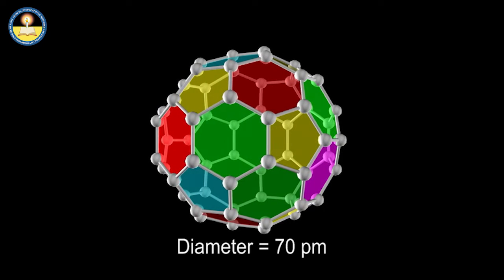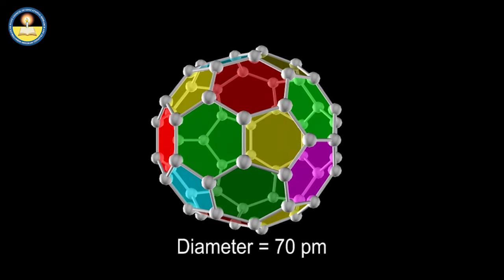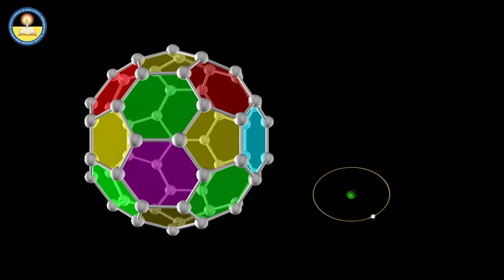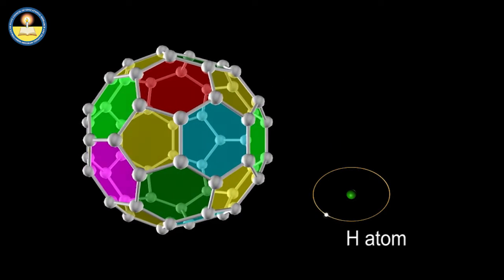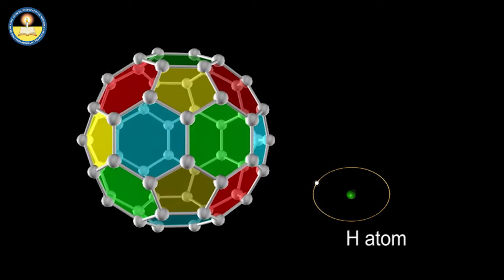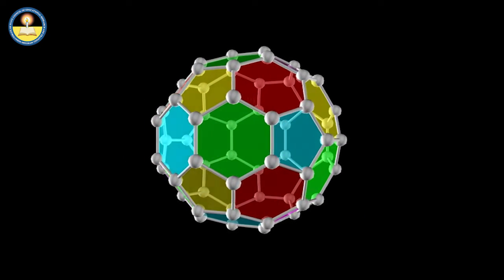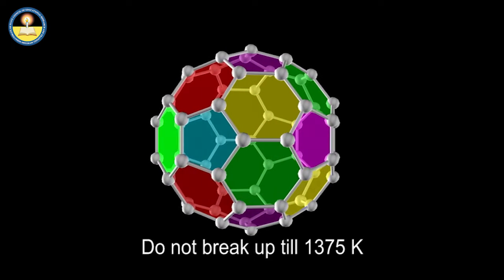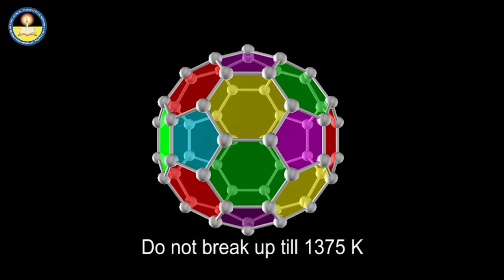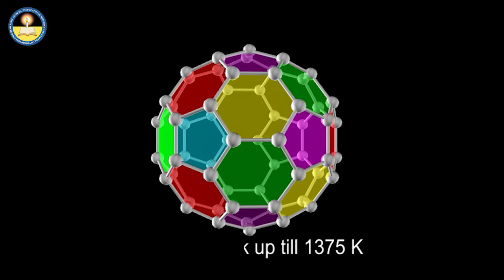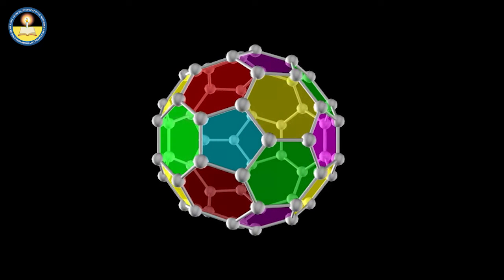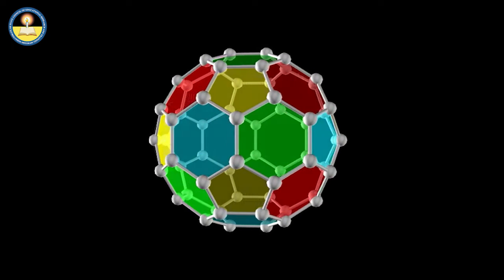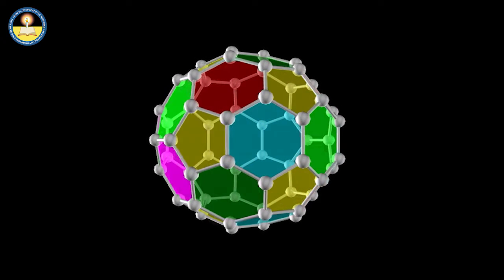The diameter of ball cage is about 70 picometer. It is about 6 to 10 times as large as hydrogen atom is. The ball cages are highly stable and do not break up till 1375 Kelvin. It is a highly symmetrical structure in which all the carbon atoms occupy identical position.